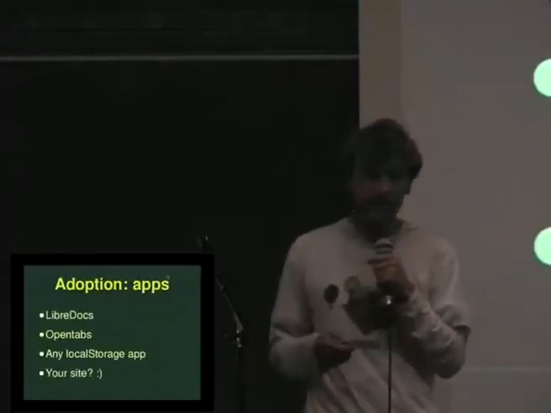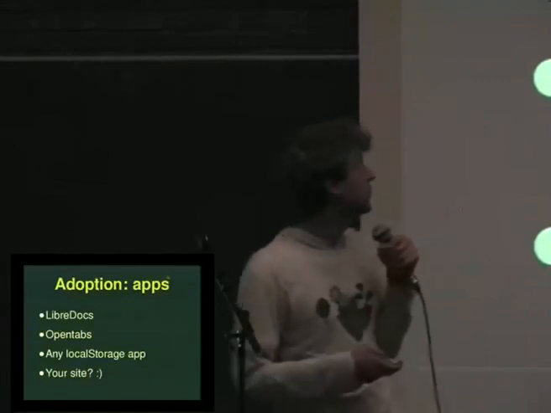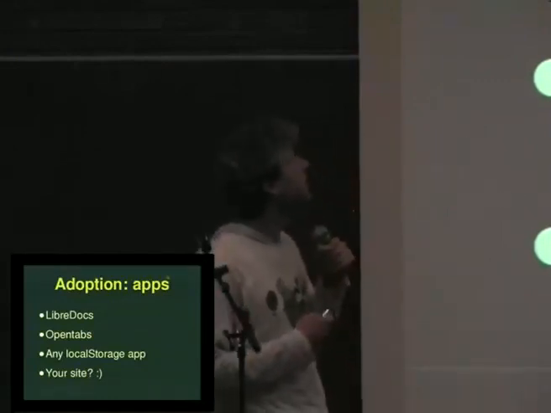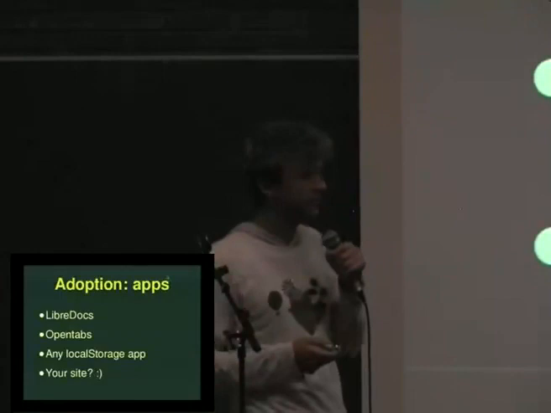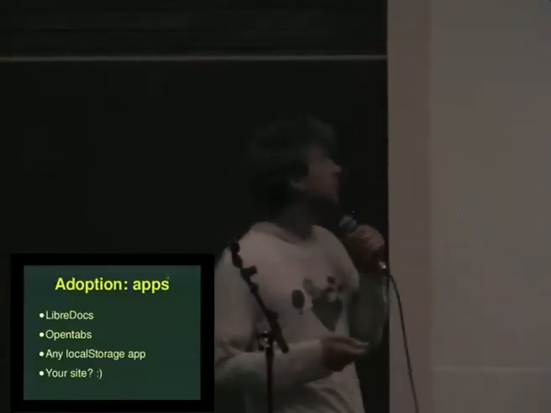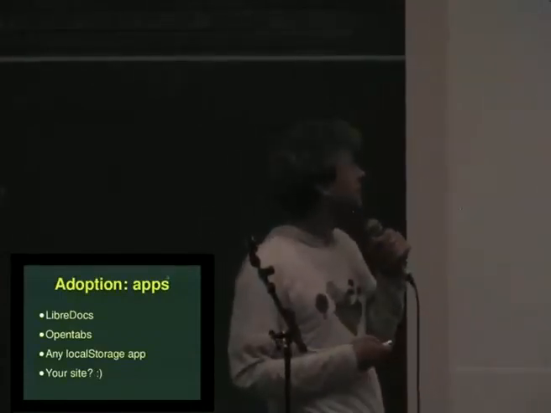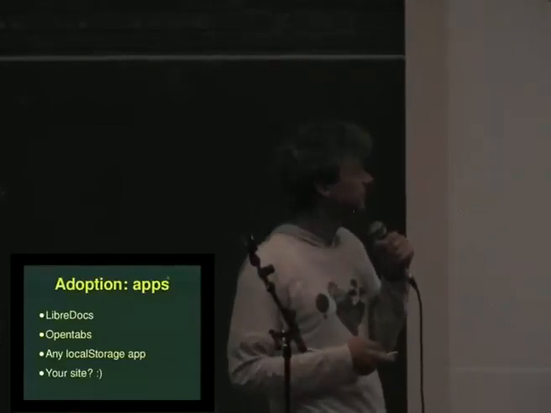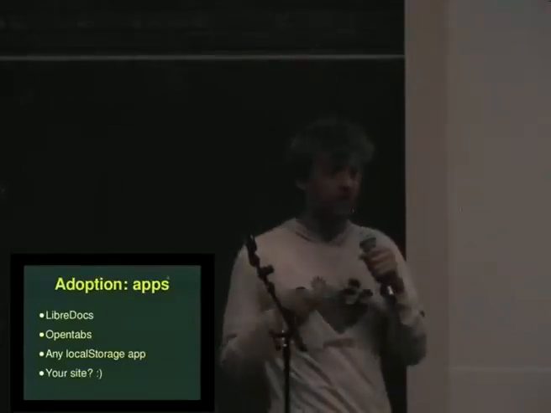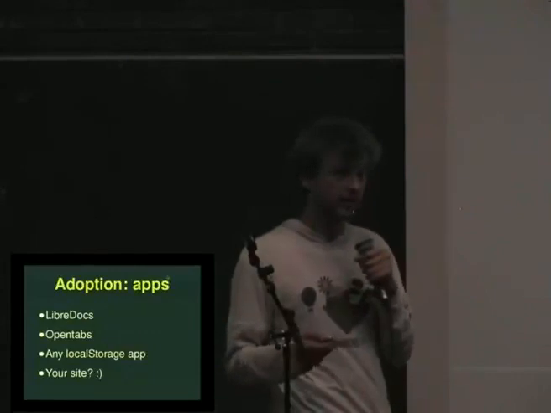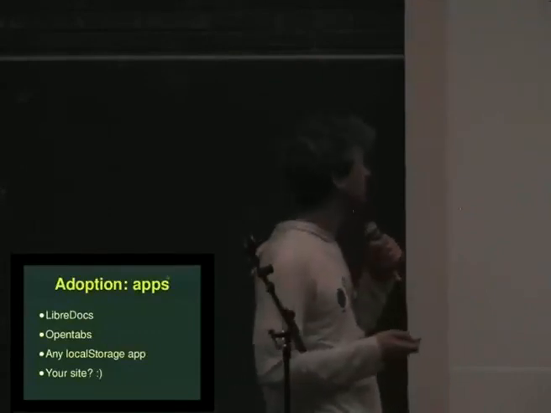And on the side of the applications, we have 2 applications that we're working on ourselves. One is LibreDocs, which is an alternative to Google Docs, but Libre. And another one is OpenTabs, which is a way to keep a tab of how much money you owe your peers. It came out of an anti-banking discussion.